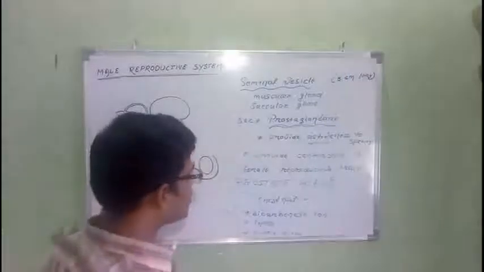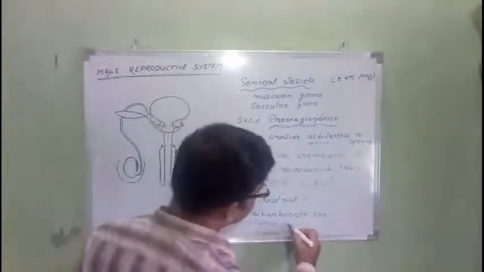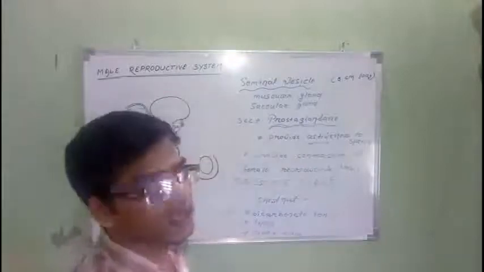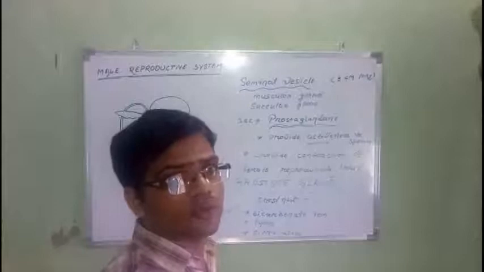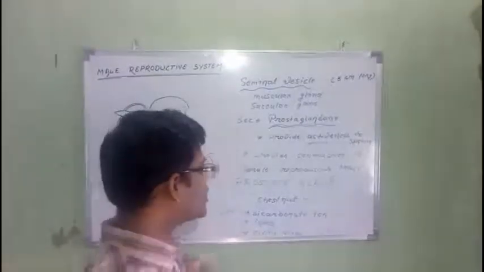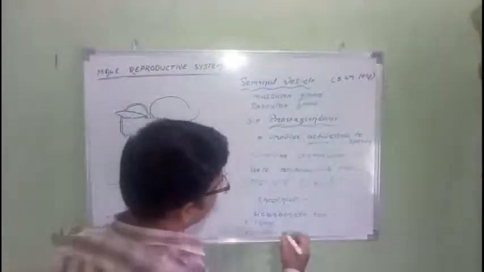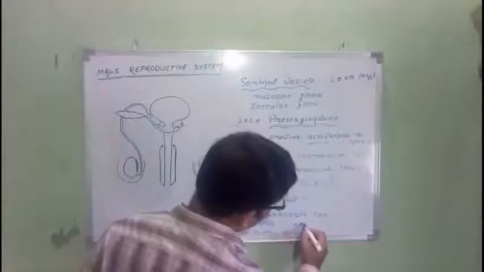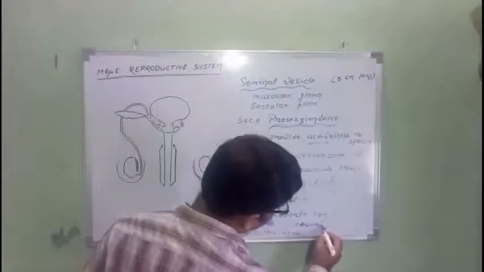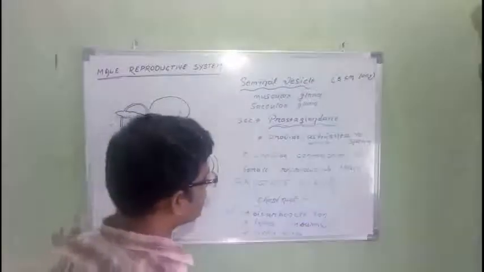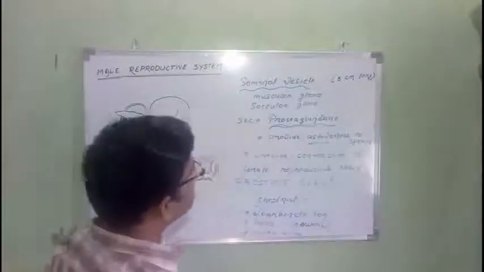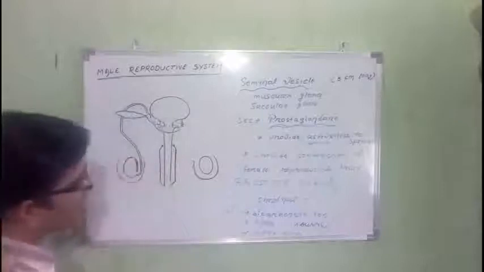But the point is, what is the function? Lipids absolutely give nourishment to the sperm. It provides nutrition to the sperm so that it will be viable in nature. It absolutely nourishes the sperm. And with the help of the bicarbonate ions and citric acid, what happens?